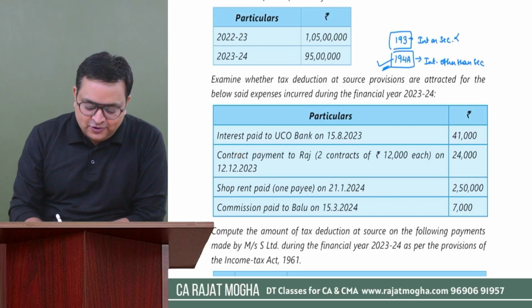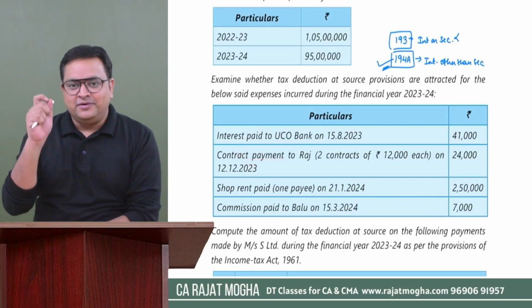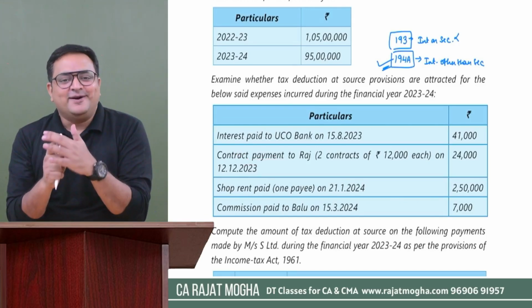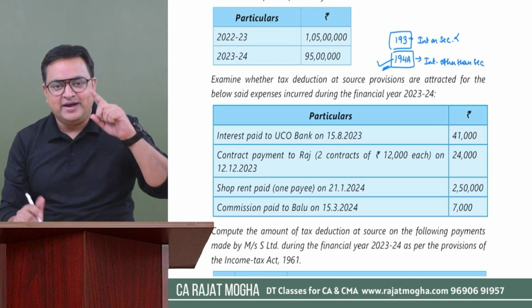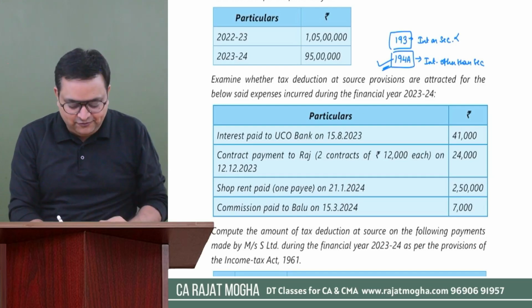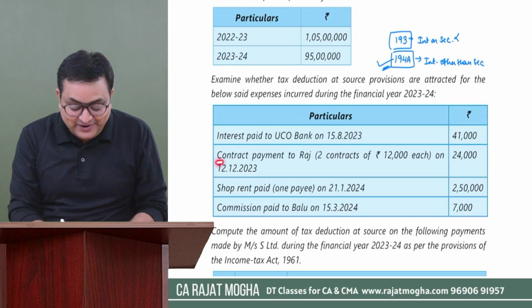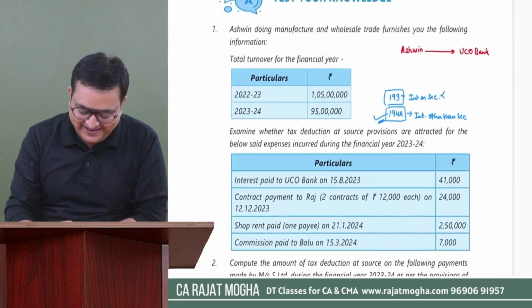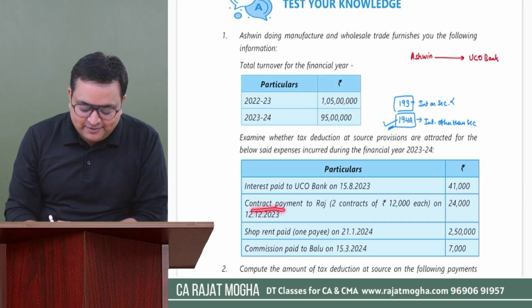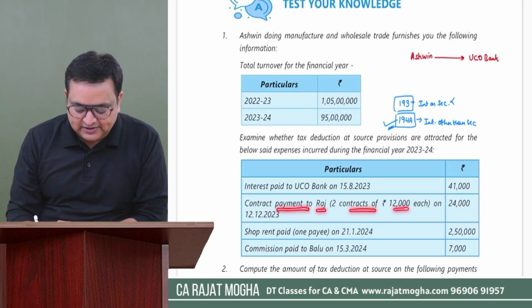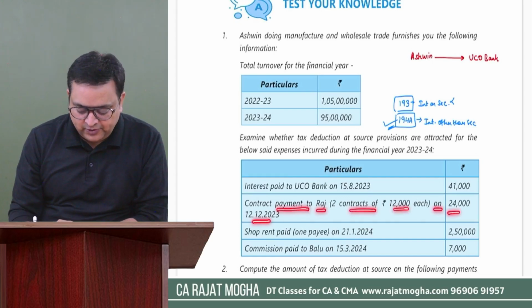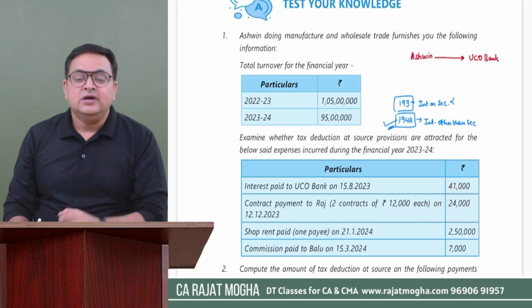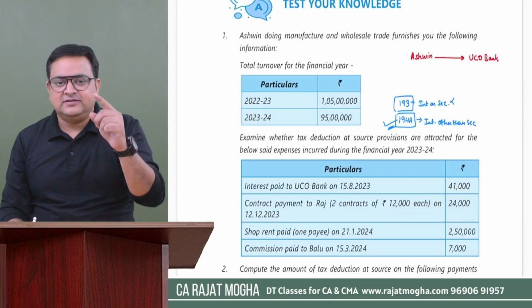Second, contract payment. As soon as this word comes, contract, our mind should go to 194C. You can learn like this: C for contract, C for 194C. Okay. So whenever a contract payment is made, here the contract payment is made to Raj. Two contracts of 12,000 each, so the total amount is 24,000. So whether we can deduct TDS under section 194C.